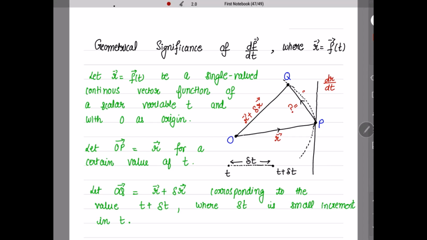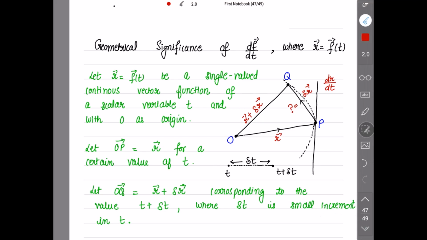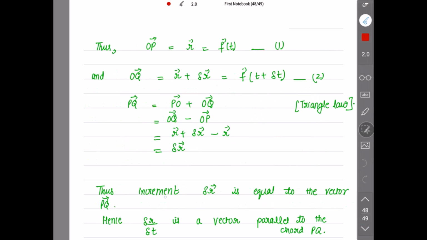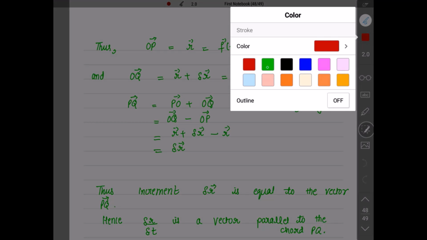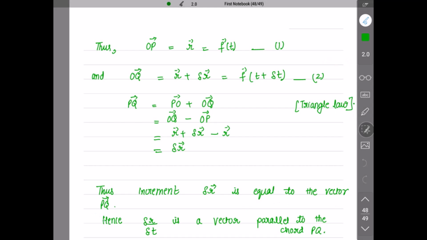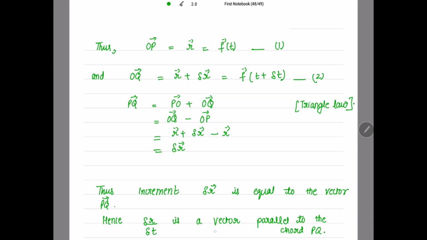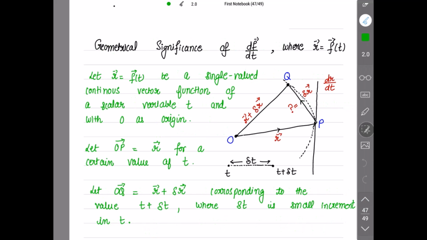So this is delta r vector, that is a slight increment in r, right? So this increment delta r is equal to the vector PQ. Hence, delta r by delta t is a vector parallel to the chord PQ. We say that the slight change in r with respect to the slight change in t is a vector parallel to the chord PQ, right?